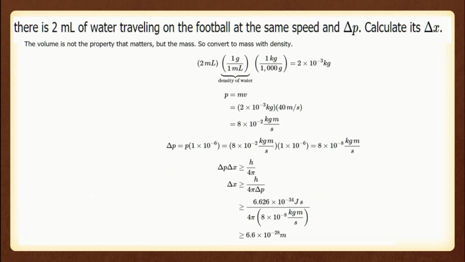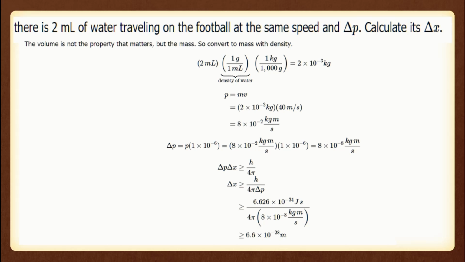Imagine that there is 2 milliliters of water traveling on the football at the same speed and uncertainty in momentum. Calculate its uncertainty in position delta x. The volume is not a property that matters, but the mass. So we convert volume into mass using density. 2 ml into 1 gram by 1 ml, which is the density of water, into 1 kg by 1000 grams is equal to 2 into 10 power minus 3 kg.